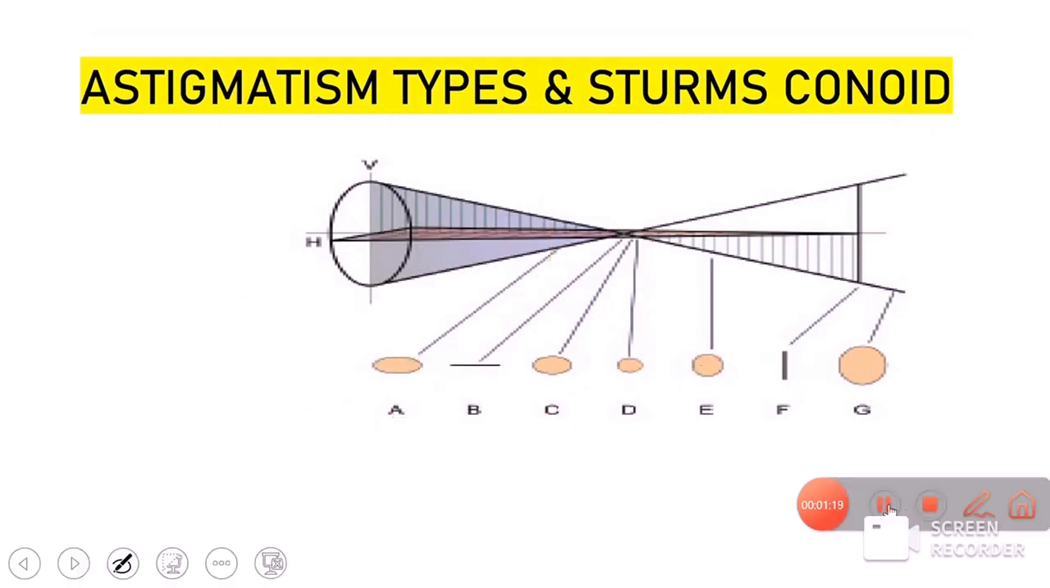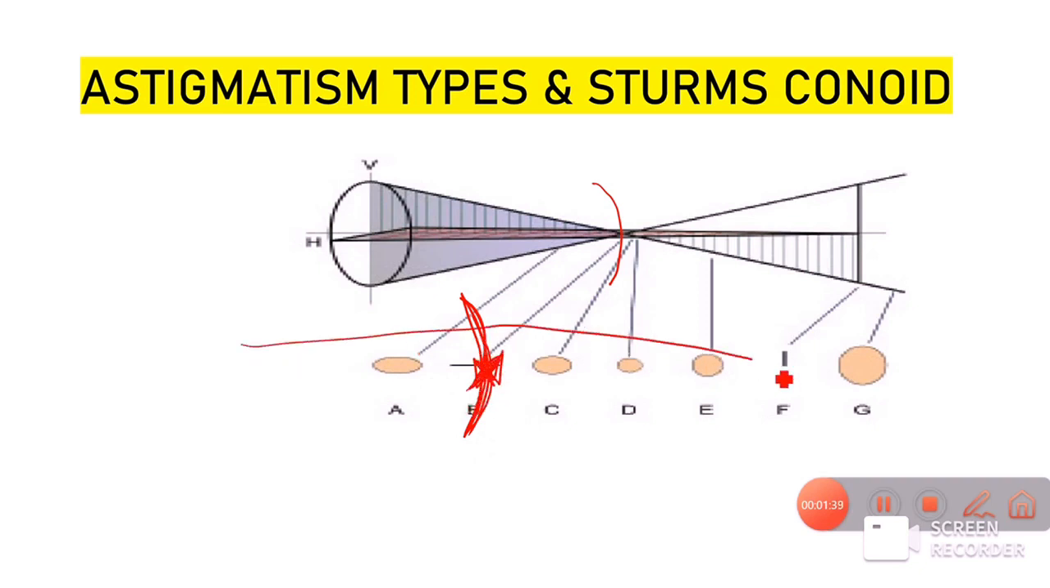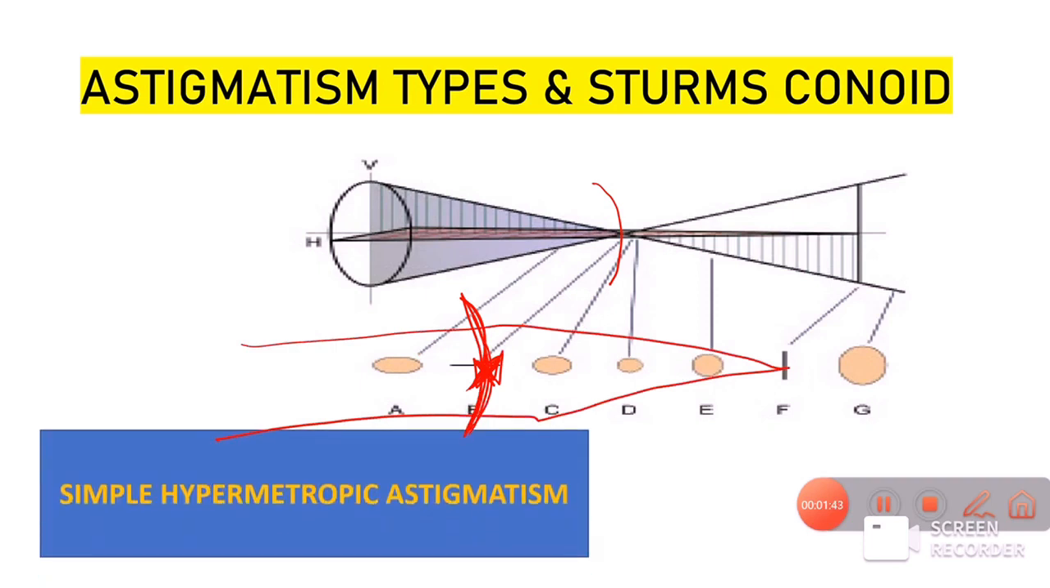Now, if the retina was present at the point, say B, so if the retina is present at our point B, here. Now, where are the focal lines present and what type of astigmatism is it? We can see that one focal line is directly present on the retina and the other is present behind this retina. So what type of astigmatism is this? This is simple hypermetropic astigmatism.